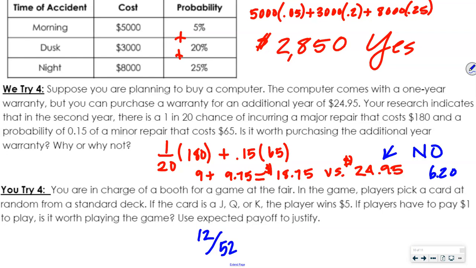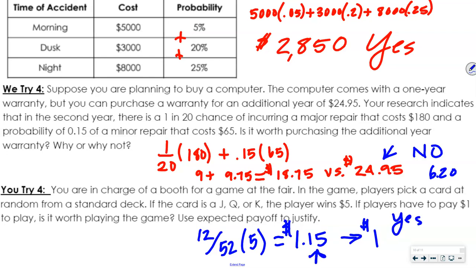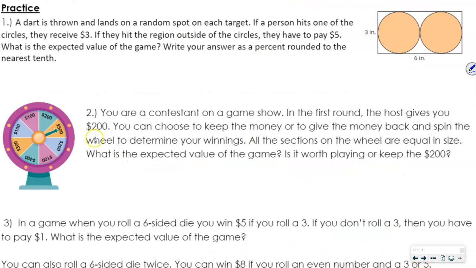So we're going to multiply this times the 5, okay? So 12 over 52 times the 5 is $1.15. So if you only had to pay $1, is it worth it? I would say yes. Why? Because you are going to get 15 cents more. Y'all see it? Okay. All right, so the next couple are practice, so you guys can do these and come back to me when you're done.